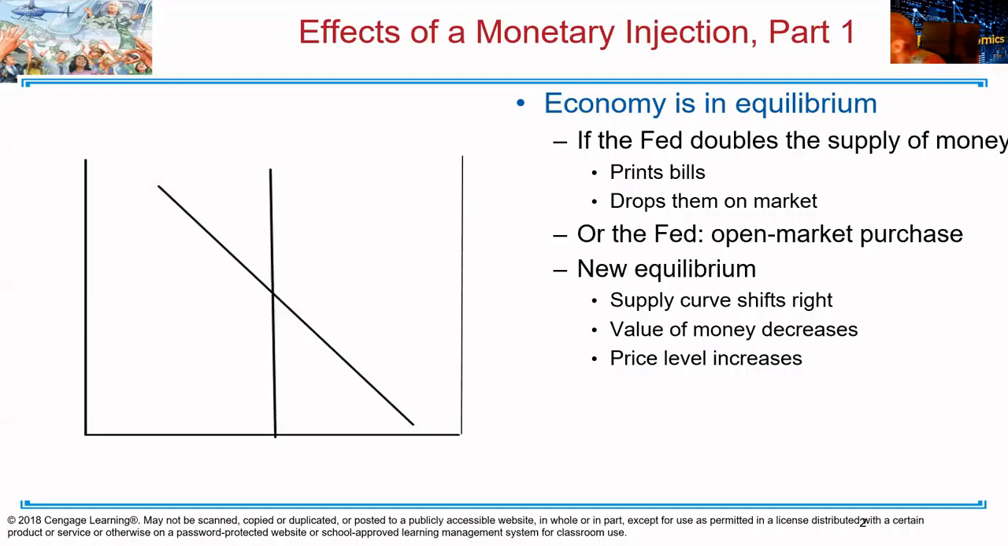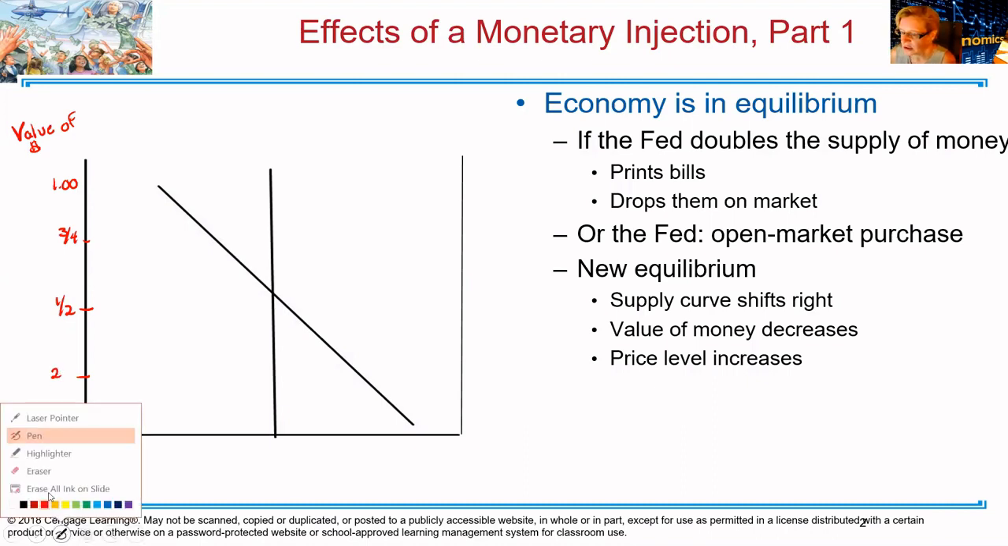So here's our first slide, and we'll want to label everything. So again, just to make sure that you understand, this is the value of $1. Okay, so $1 equals $1. $1 equals 75 cents or 3/4 of a dollar. $1 equals a half a dollar or 50 cents. And $1 equals 25 cents, or 1/4.